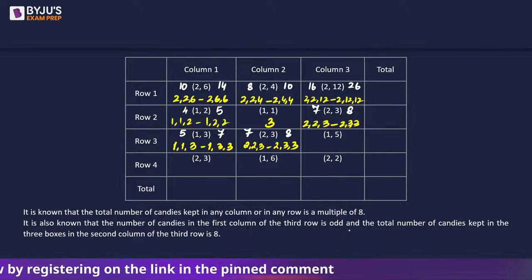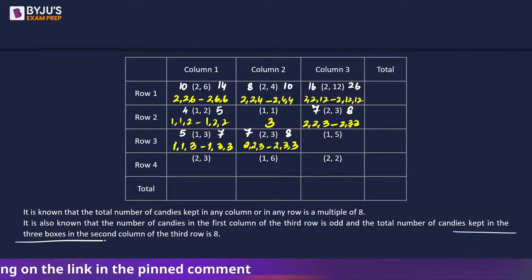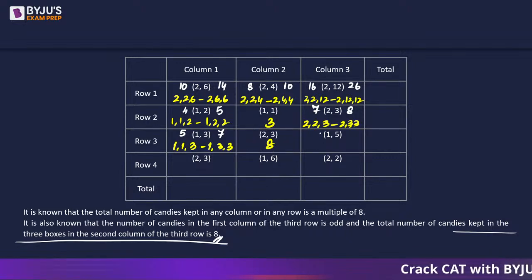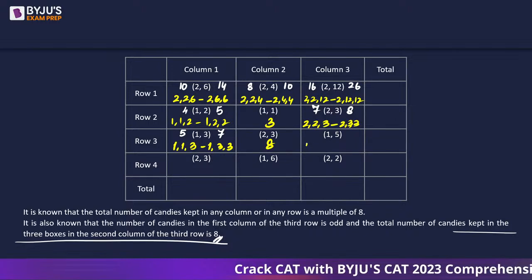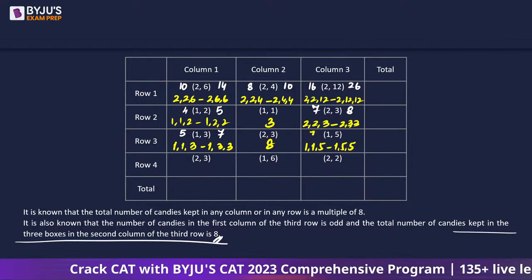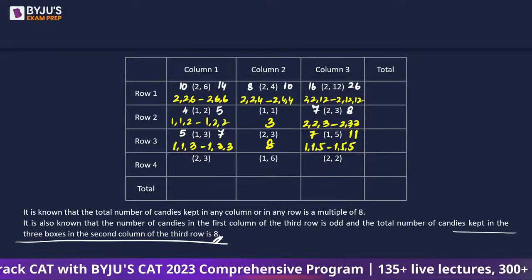It is given, no, that the number of candies kept in the 3 boxes in the second column of the third row is 8 only. It can't be 7. So let's erase this. We know for sure this is 8. Okay. 1, 1, 5 minimum. And 1, 5, 5 maximum. So 1, 1, 5 would mean 7 and this is going to be 11.